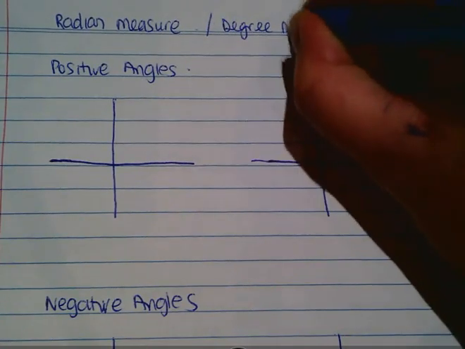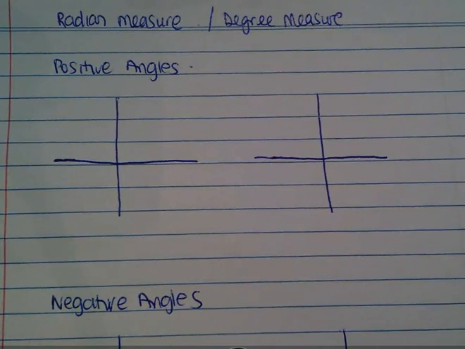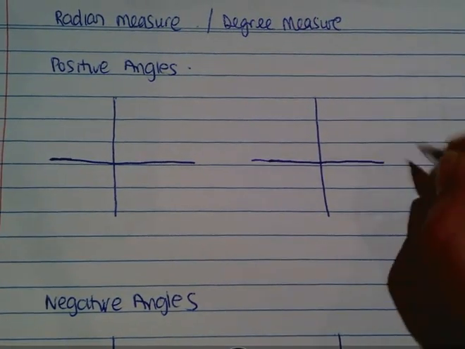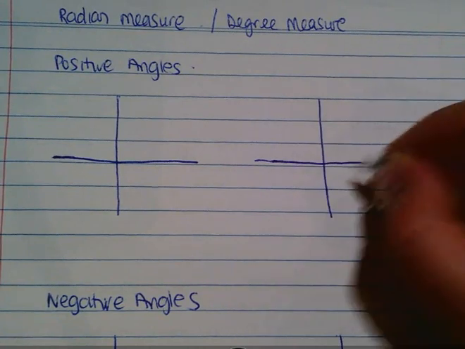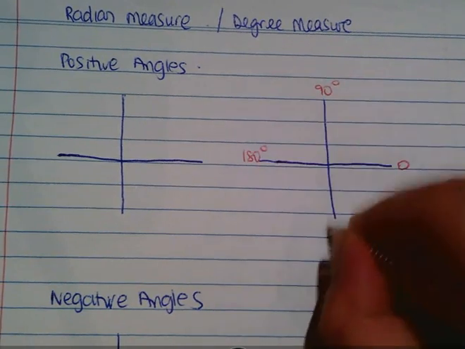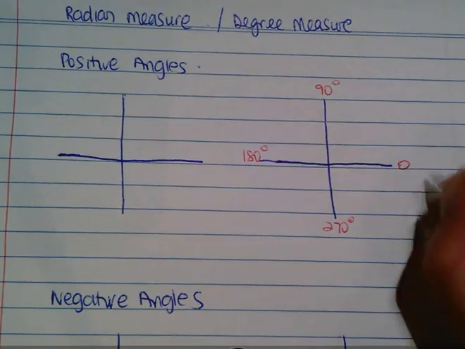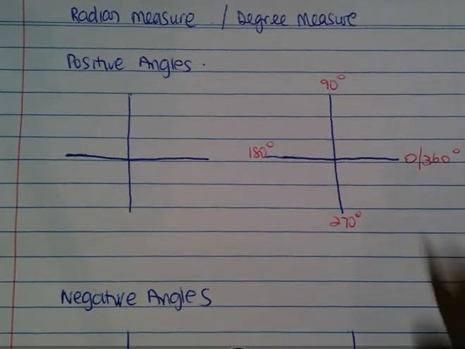Comparing radian measure and degree measure. So remember with degrees, we've got 0. Remember we go anti-clockwise for positive angles: 90 degrees, 180 degrees, 270 degrees, and 360 degrees. That's for our positive angles, okay?